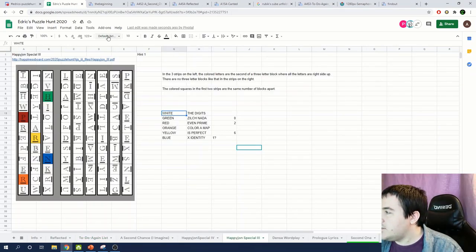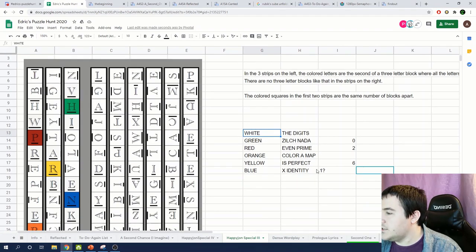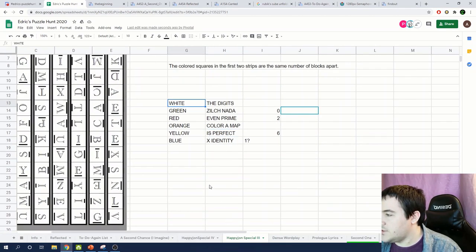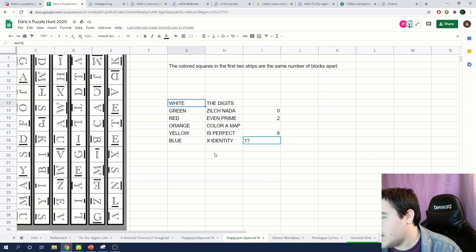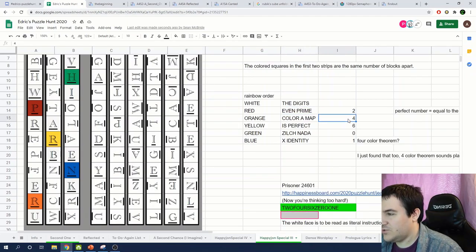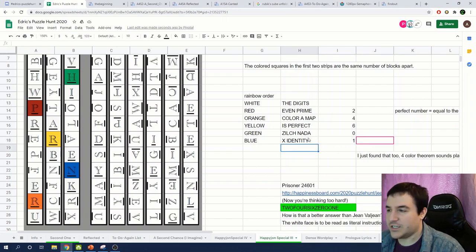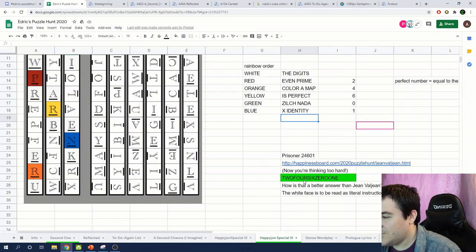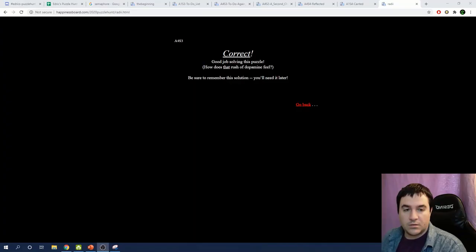Okay, so my other teammate who was working on the Rubik's Cube puzzle has gotten words for all of the sides. The digits, zilch, nada, even, prime, color a map is perfect, X identity. Even prime is 2. Color a map apparently has to do with the 4 color theorem, so it gives us the number 4. 6 is the only integer that's a perfect number. Zilch or nada is 0, and then the identity is 1. The multiplication identity, that is. And so apparently the answer is 2:46:01.